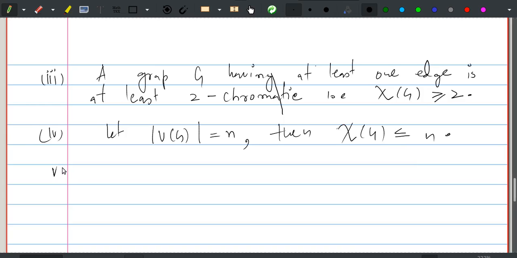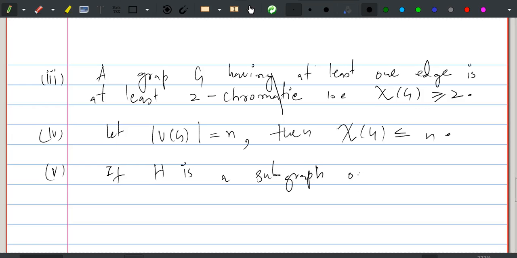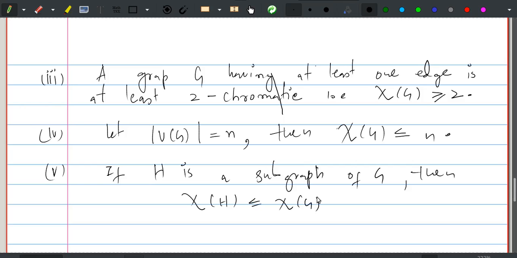Let us do one more observation. Let G be a graph and H be its subgraph, then certainly the chromatic number of H will be less or equal to the chromatic number of G. So if H is a subgraph of G, then chi of H is less or equal to chi of G.